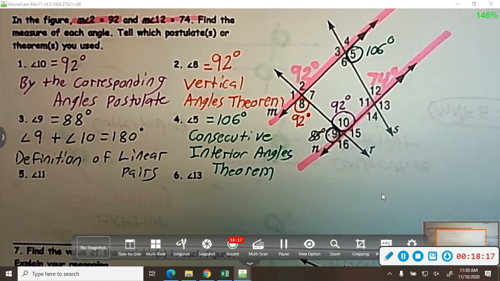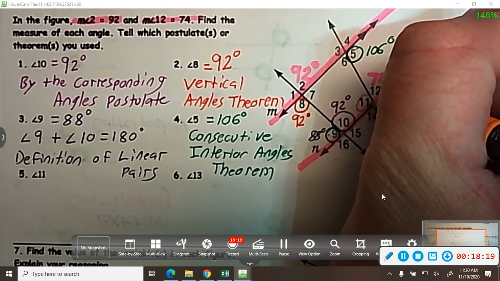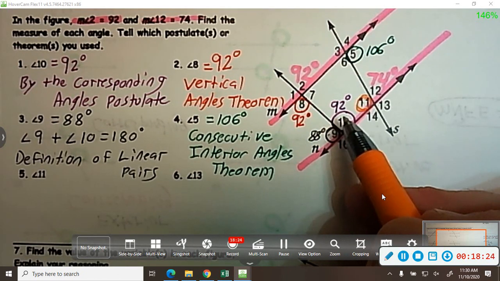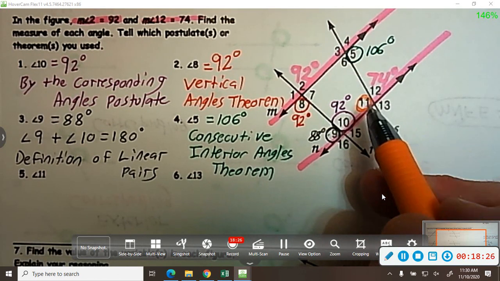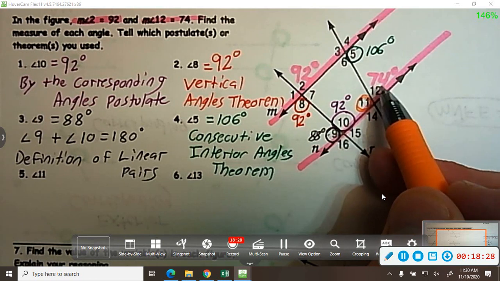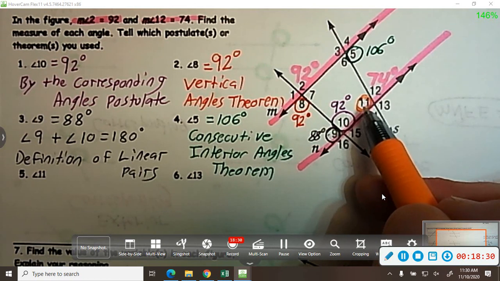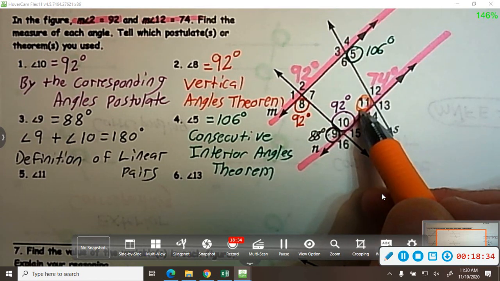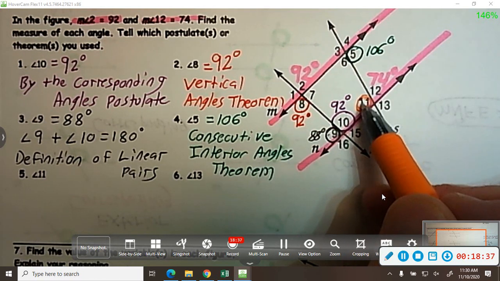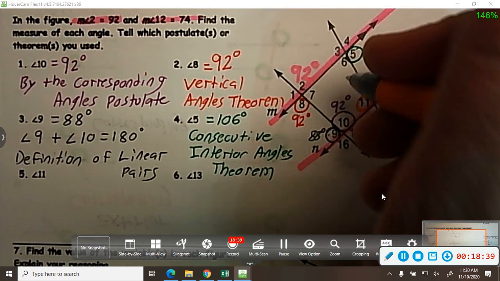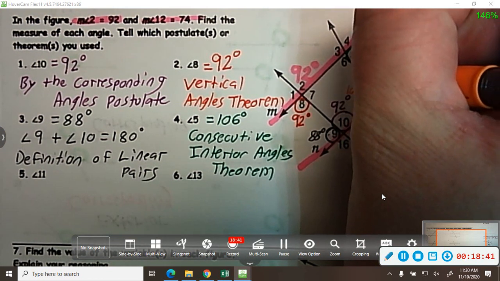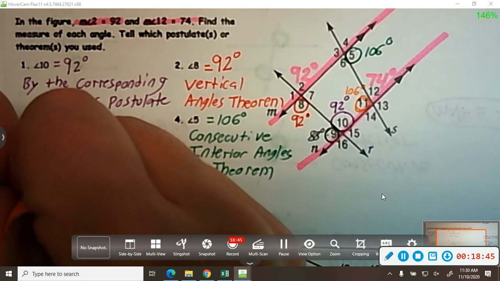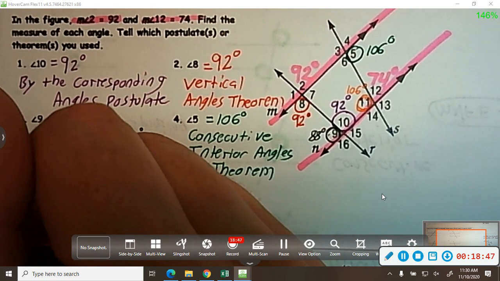Now angle 11, I cannot relate 10 to 11 because these lines are not parallel, but I do know that 11 plus 12 is 180, or I can say that 11 equals 5 because they're alternate interiors, and alternate interiors are congruent, so I could say that 11 is 106. And I used the alternate interior angles theorem.